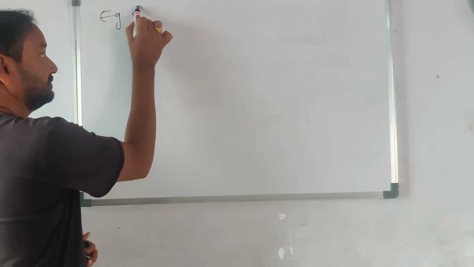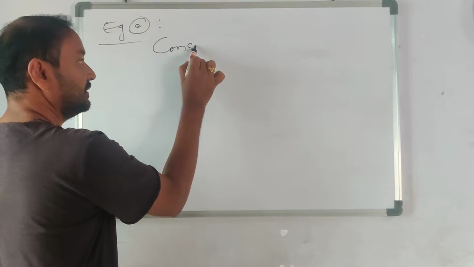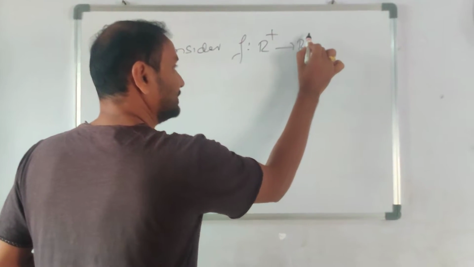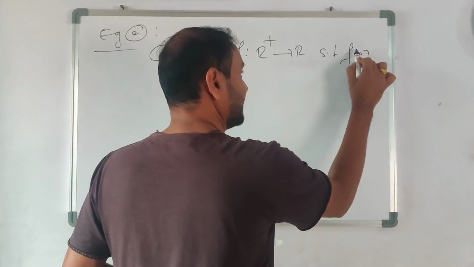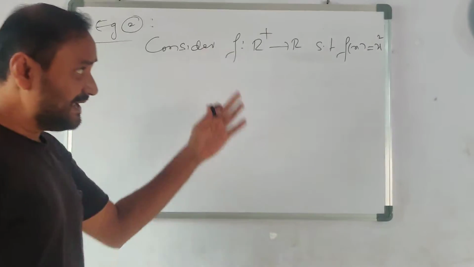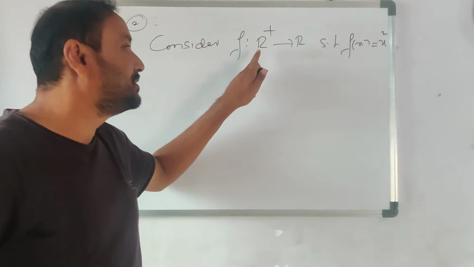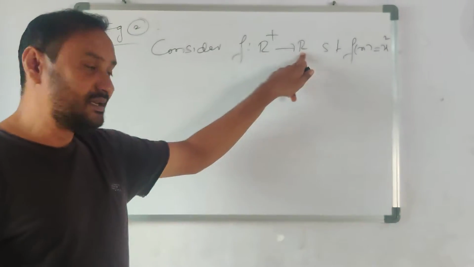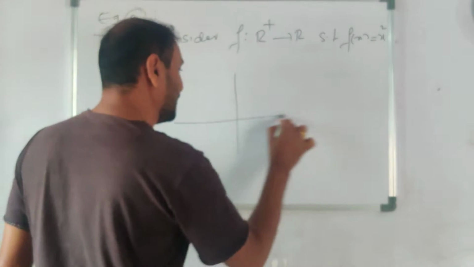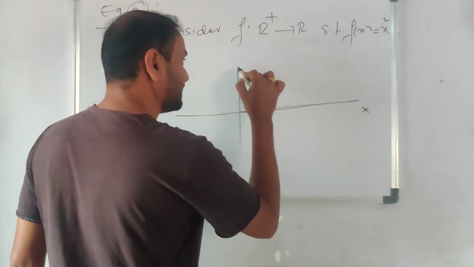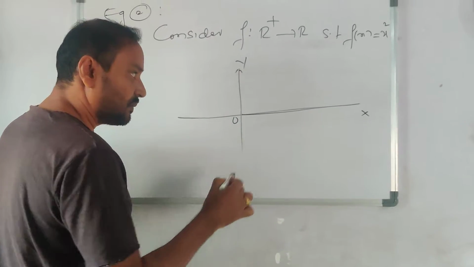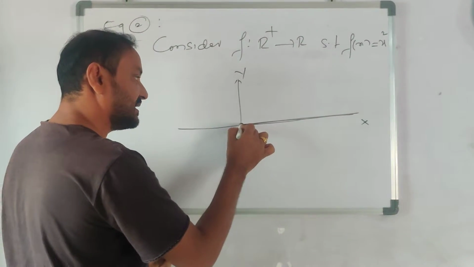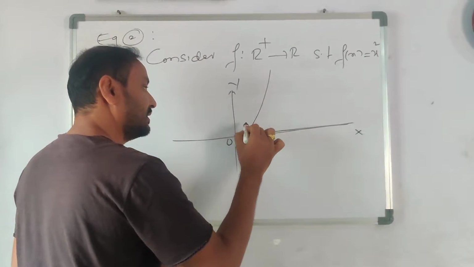Example 2. Consider f: R+ to R such that f(x) = x². I am taking the same function f(x) = x², but the domain is R+. R+ means the positive x-axis. The range is R here. So first draw the graph on the domain. Domain means only positive x. This is the x-axis, this is the y-axis. This is 0, so the positive x-axis is this one. What is the graph of f(x) = x² on the positive x-axis? This is the graph.